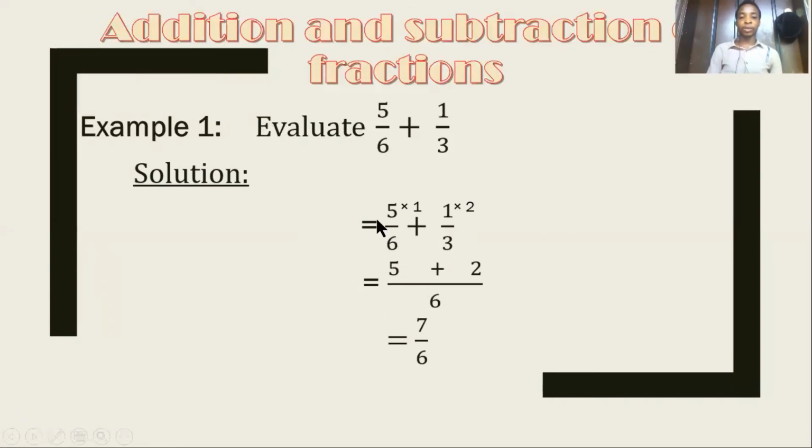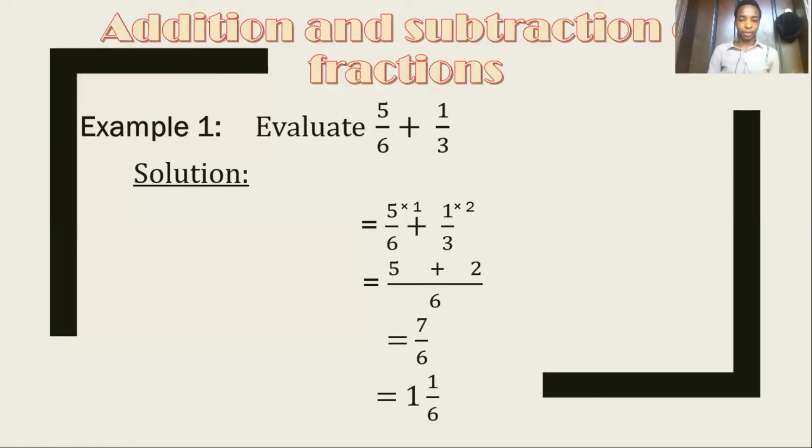Then multiplying back down, 5 times 1, 5. 1 times 2, 2. Then 5 plus 2 will give me what? 7. I have 7 over 6. Now remember, I can't stop here. Why? Because this is an improper fraction, and I have to change it to a mixed number. So how do I change to a mixed number? Just normal division. 6 into 7, that's 1 remainder 1, so 1 and 1 over 6, and that's the final answer.